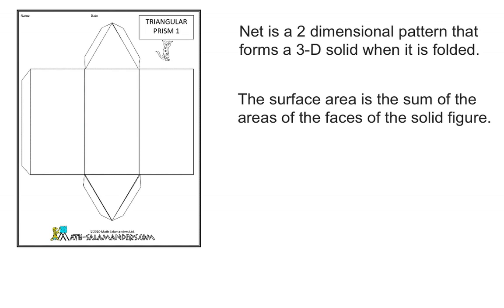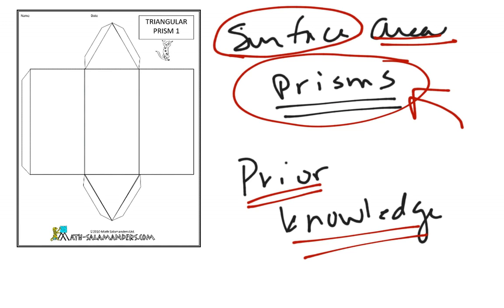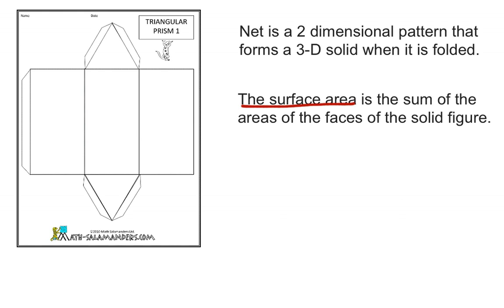So the second definition here is surface area, and that's what our topic is. If we go back to the topic, it is surface area. And surface area is all of the areas of the faces. So if we folded this triangular prism up and added them, it's basically covering the object. It's like you're wrapping it with wrapping paper.